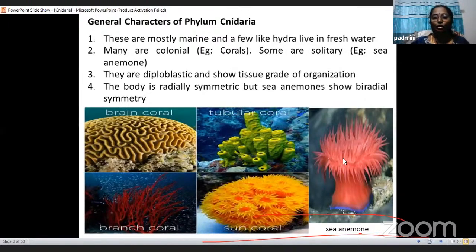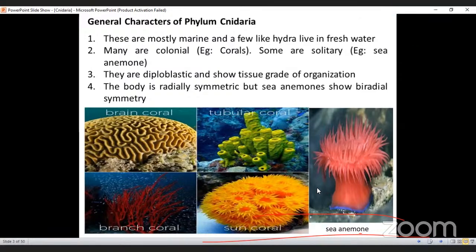But sea anemone shows biradial symmetry. Bi is something like this. You're going to cut it something like this, not like a straight cut, but you're going to cut it across. Radial cross. So that's a biradial symmetry.